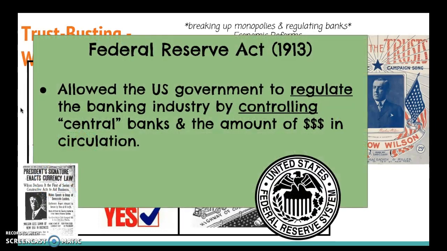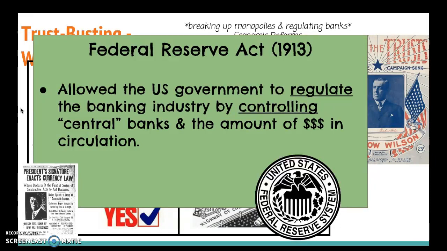Finally, under Woodrow Wilson, we get the Federal Reserve Act in 1913, which creates the Federal Reserve. So this allowed the government to regulate the banking industry. And it created essentially 12 Federal Reserve banks, which each serve specific regions of the country. And the Federal Reserve essentially allows the government to control the amount of money in circulation. And it does this by setting interest rates. We'll talk more about that this year, but today we refer to this as monetary policy, the ability of the government to control the money supply by setting interest rates.